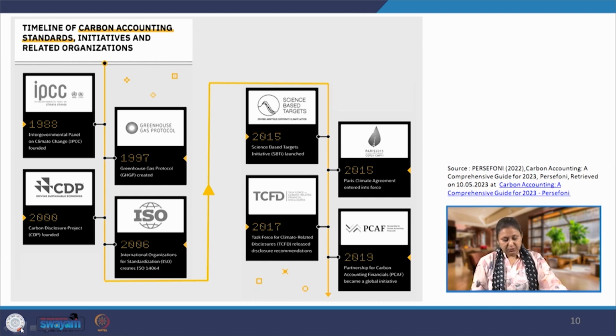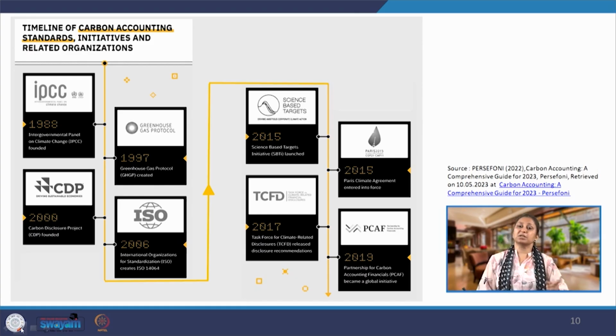And in 2015, we know the Paris Climate Agreement came into force. And then we also had the TCFD, the Task Force on Climate-related Financial Disclosures. Again, this is a climate related disclosure and largely talking about emissions, but all these, for example, science based targets.